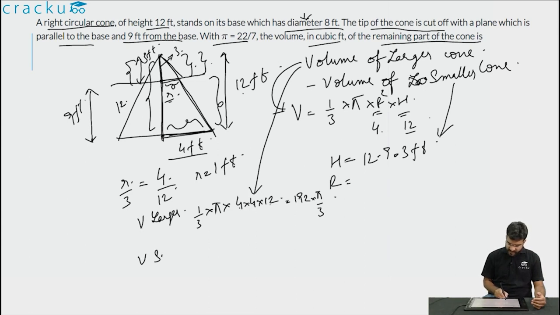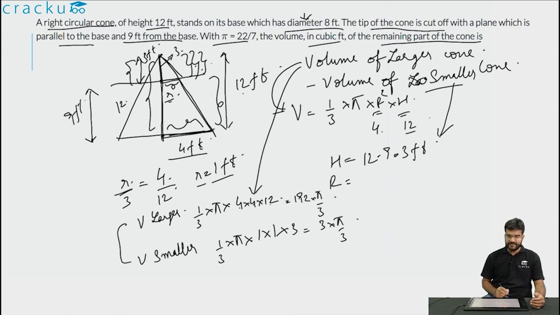Now the volume of the smaller cone can be calculated using the same formula. This is equal to 1 by 3 into pi into the radius of the smaller cone. We have just calculated that the radius of the smaller cone is 1 foot. So r square is 1 into 1, into the height of the smaller cone. The height of the smaller cone is 3. So this is equal to 3 into pi by 3.